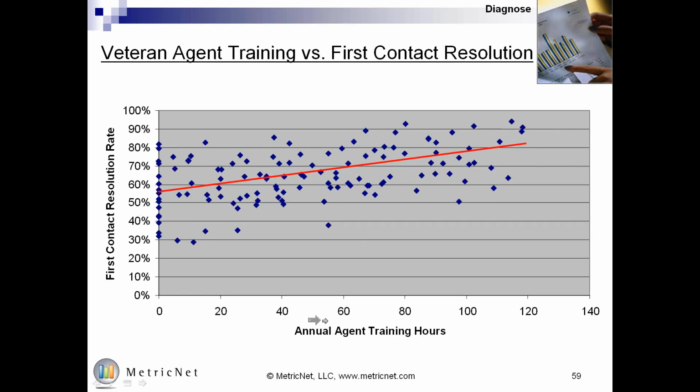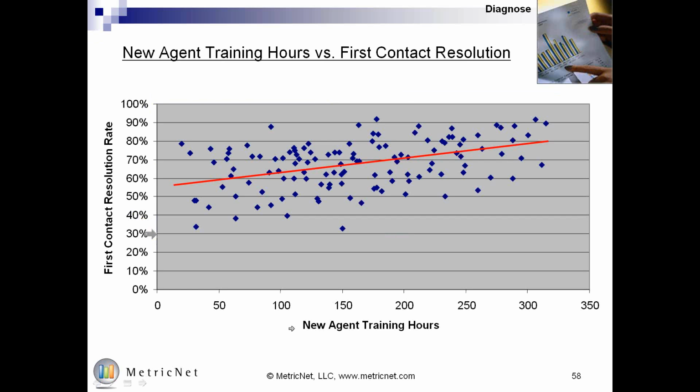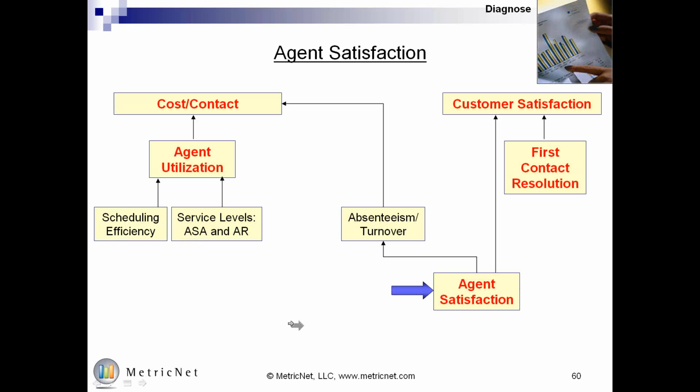Look at annual agent training hours. This is after the first year on the job. How much additional training do you get? The higher the number goes, the higher the first contact resolution rate goes. All these blue diamonds out here on the y-axis, these are organizations that provide no additional training beyond the initial training. The implication here is that training hours are not just a motherhood and apple pie issue. Training hours actually drive customer satisfaction by improving your first contact resolution rate. And it's true for both new agents and seasoned or veteran agents.